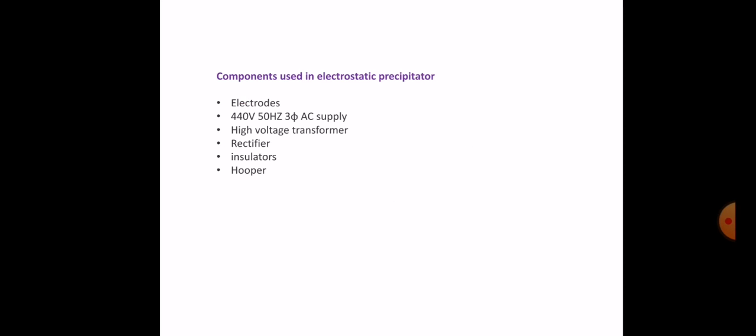Okay, what are the components we can utilize in the electrostatic precipitator? Electrodes, a high voltage transformer, rectifier, insulators and hopper.